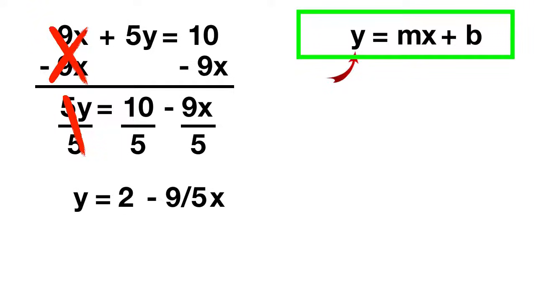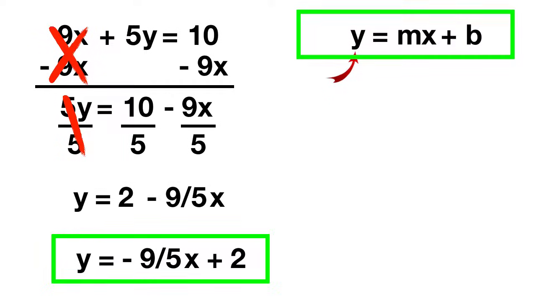Now this is pretty close to slope-intercept form, but remember we want it to look like y equals mx plus b. So we'll rewrite it as y equals, and we'll put the negative 9/5 x first, negative 9/5 x, and then the 2 is a positive 2, so we'll write plus 2. This is how we can write this equation in slope-intercept form.